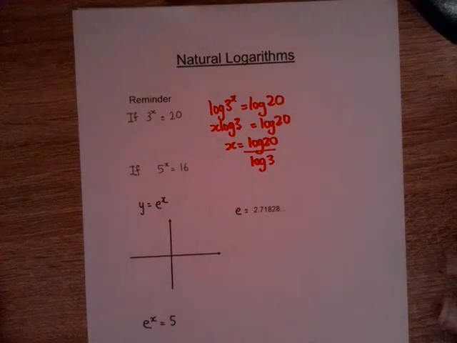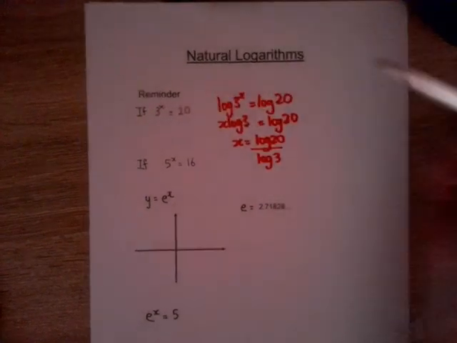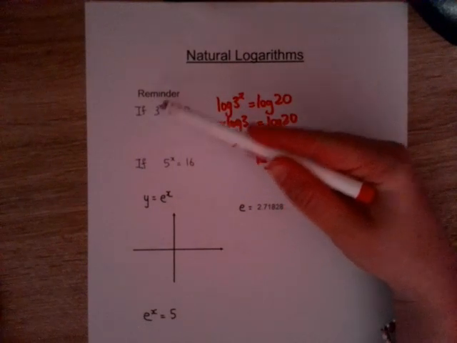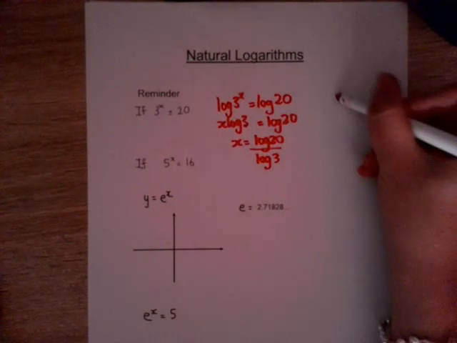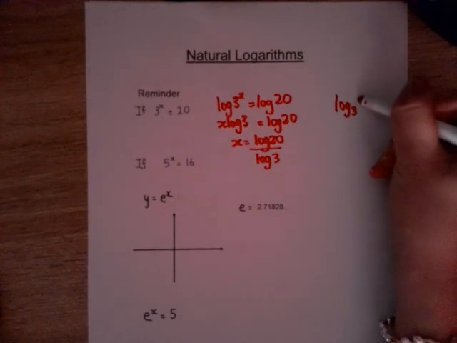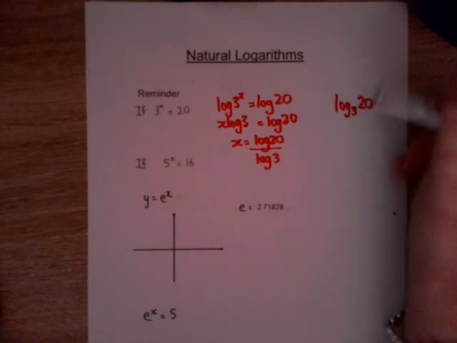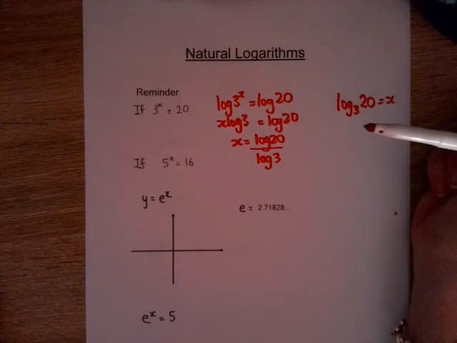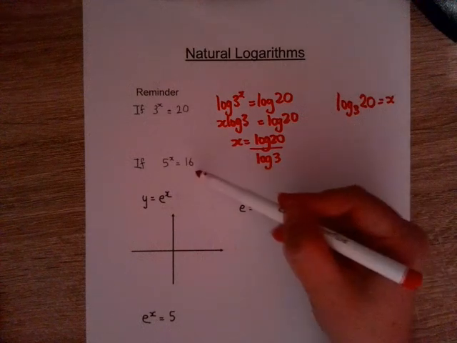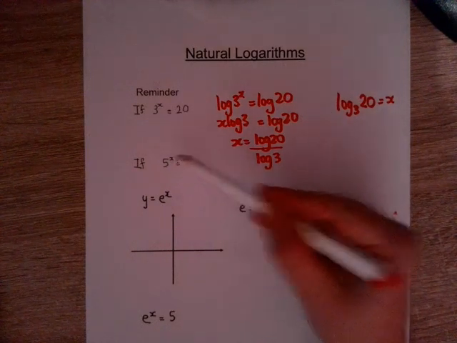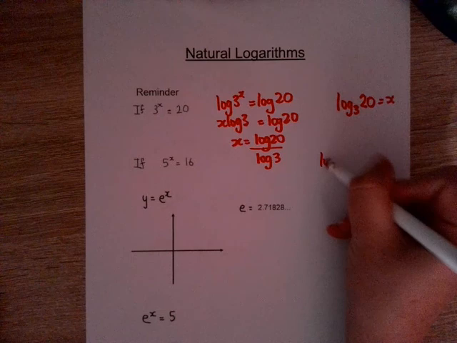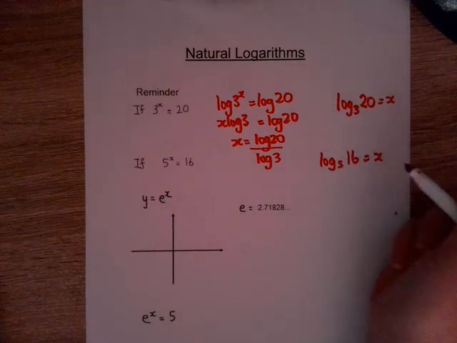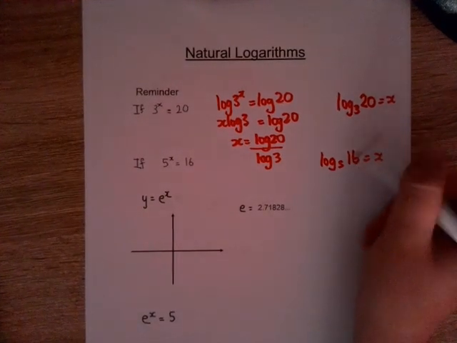Just a quick reminder as well though, that if you have got something that is quite simple like that, the other way you can do it is if you've got, for example, 3 to the power of something. Well, if you did log to the base 3 of 20, that would actually give you the answer in one go. Now obviously that only really works where you've got simple equations like that. So for example, the next one as well, if it's 5 to the power of something that equals 16, we can just do log to the base 5 of 16, and again that would give you what x is. So both ways work.